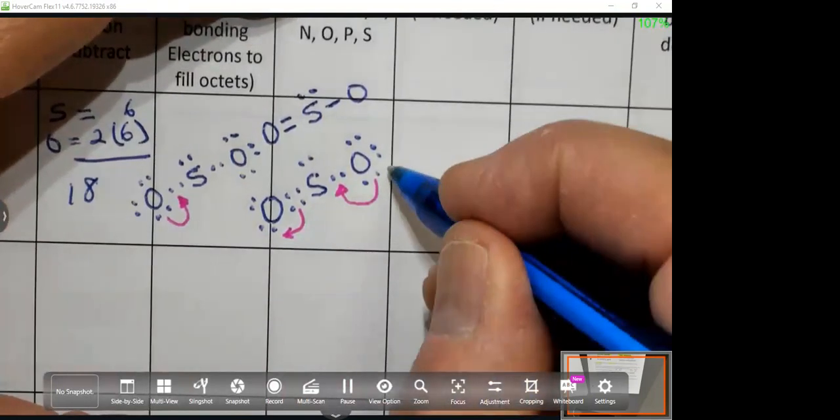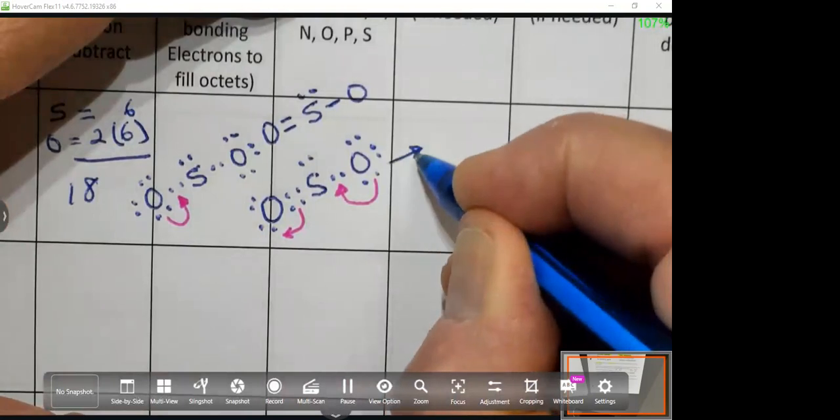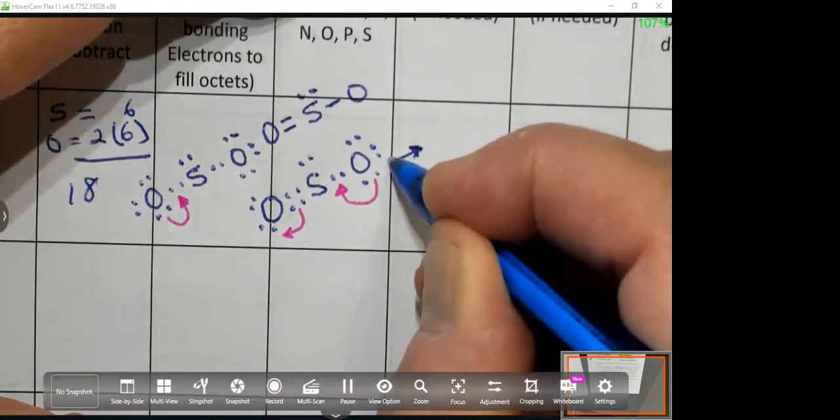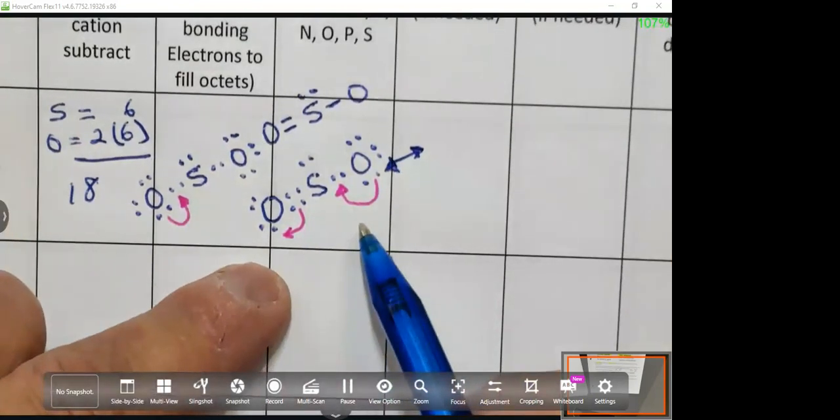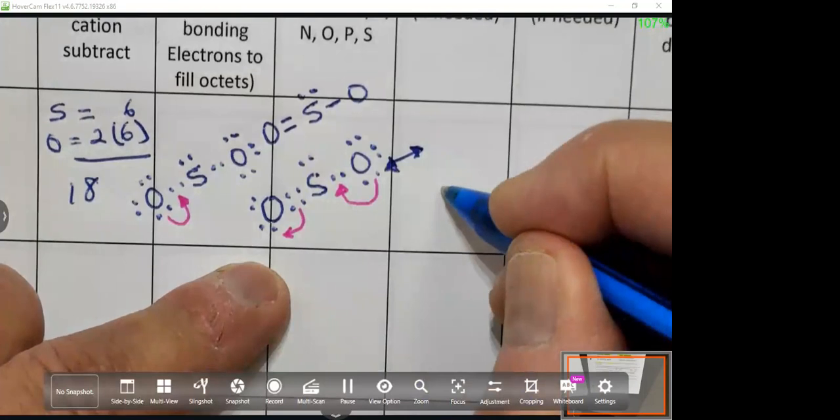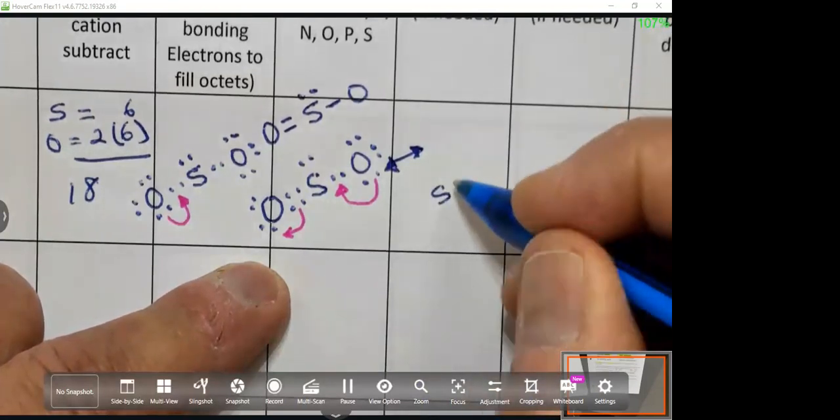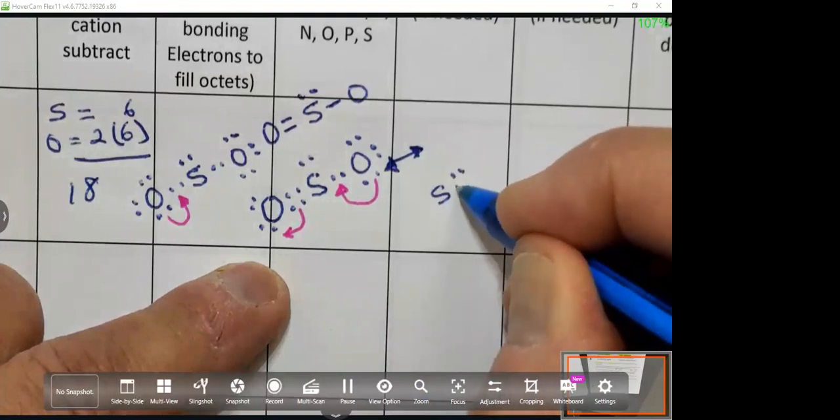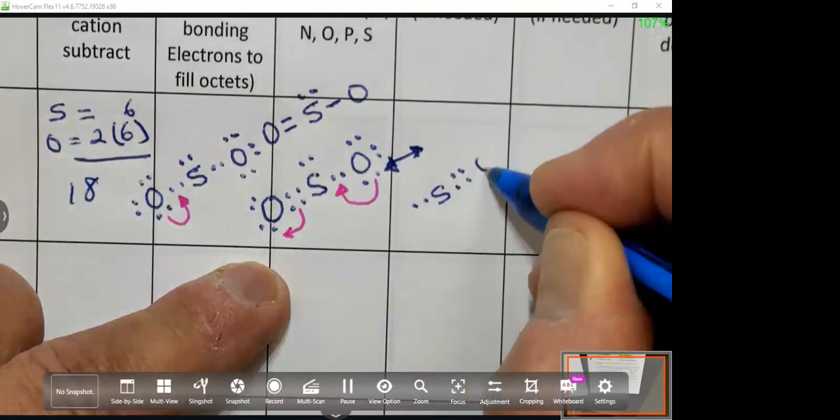And now to draw a resonance structure, we put double arrows like this. So we need double arrows. And now we just flip it back the other way. So this time I've got to put sulfur in the middle. I'm going to make my double bonds here. I'm going to make my single bond here.